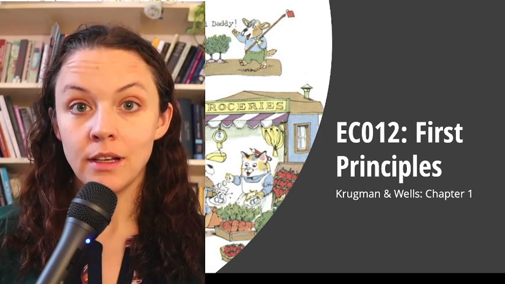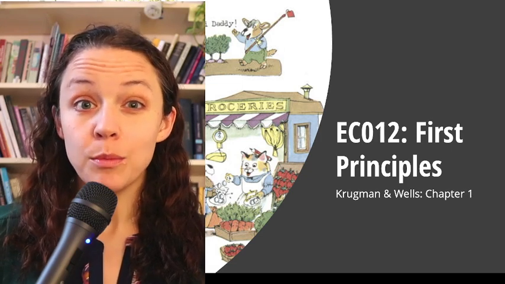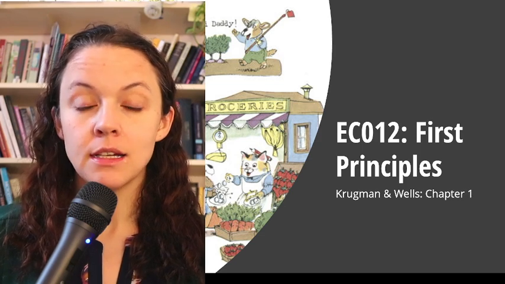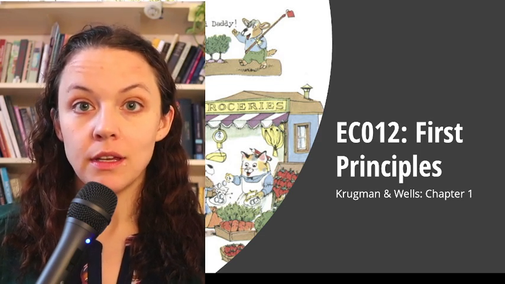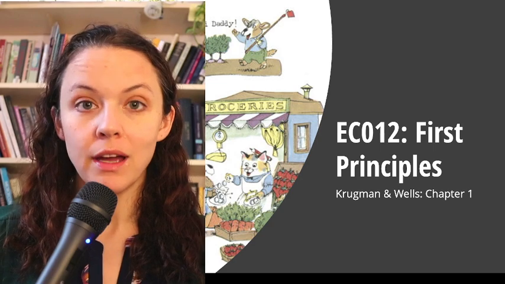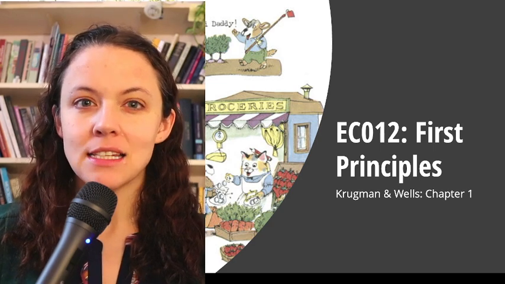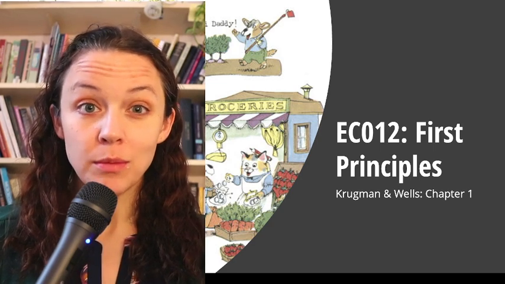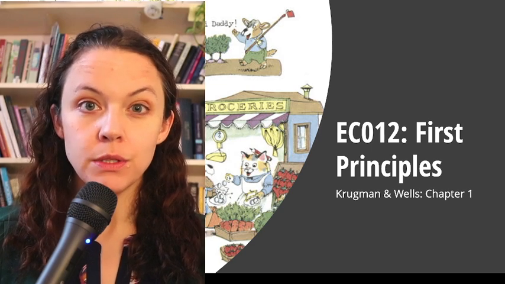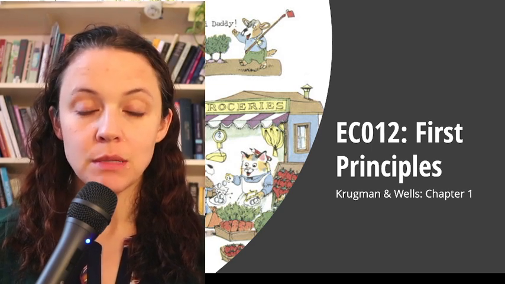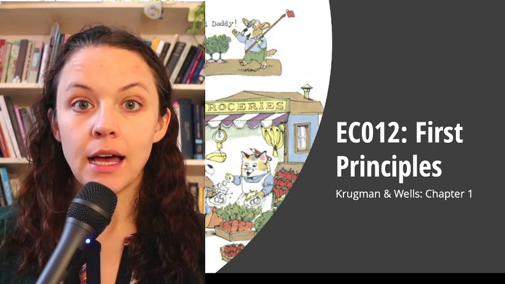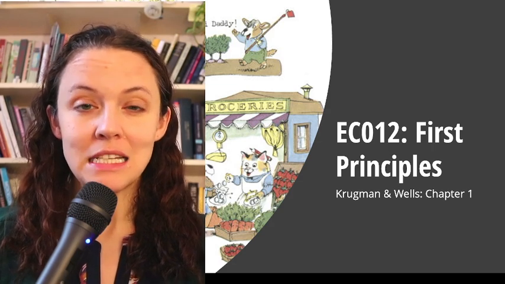Let's get started by talking about some key principles of economics. Now, here we're going to be thinking about both micro and macroeconomics, and the number of principles that we're going to talk about is 11, but if you use other economics textbooks, it might be 10 or 12. It doesn't matter too much the exact number.